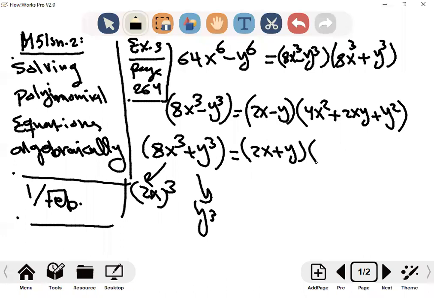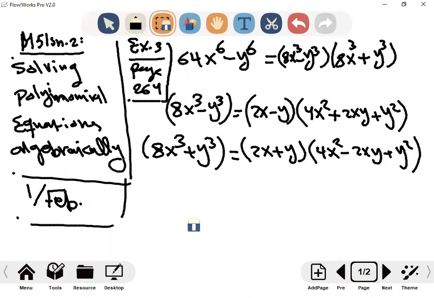with 4x power 2 minus 2x by y, 2xy, plus y power 2, right? This is the first parenthesis, and for the second parenthesis, I applied the sum of two cubes formula. Got it? Now, the total will be together. The final answer will be equal.